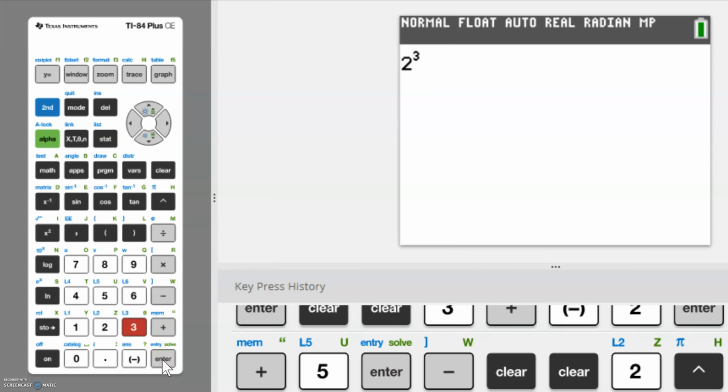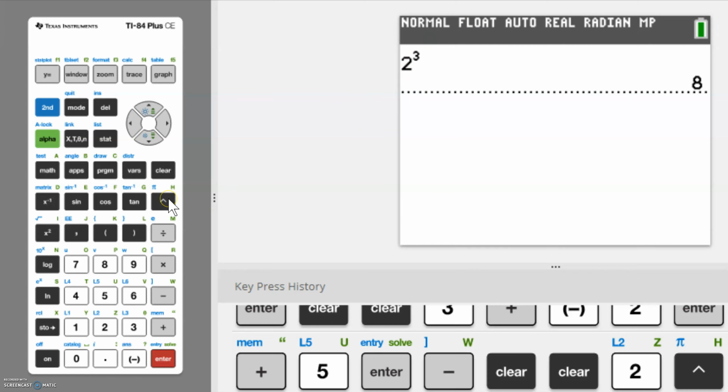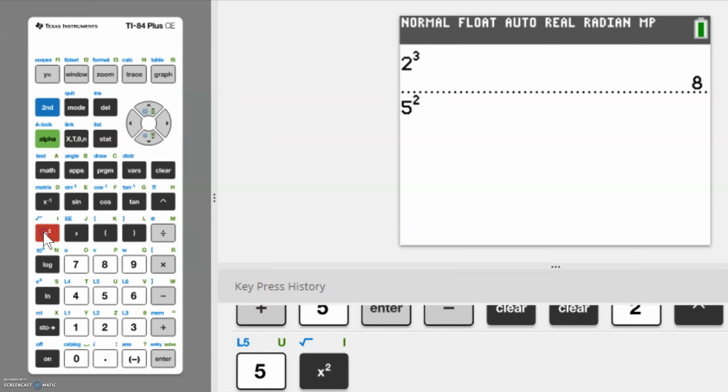It's a little smaller and it's raised. Now, if you have an older version, it won't quite look like that. It'll have a 2, you'll see that little exponent key, it's actually called a caret, and then a 3. So it'll look a little different. So you have to learn how to use your calculator because even though they're all TIs, they are a little bit different. Now, squaring a number is something that's done so often that it has its own key. So if I wanted to do 5 squared, I can just hit 5, hit the squared key.